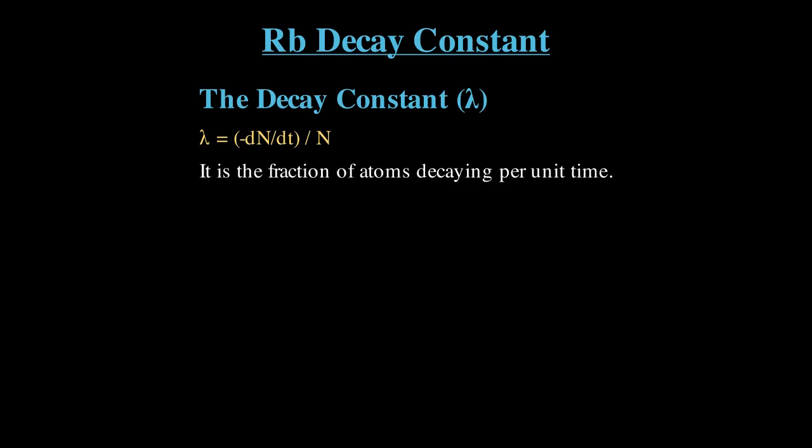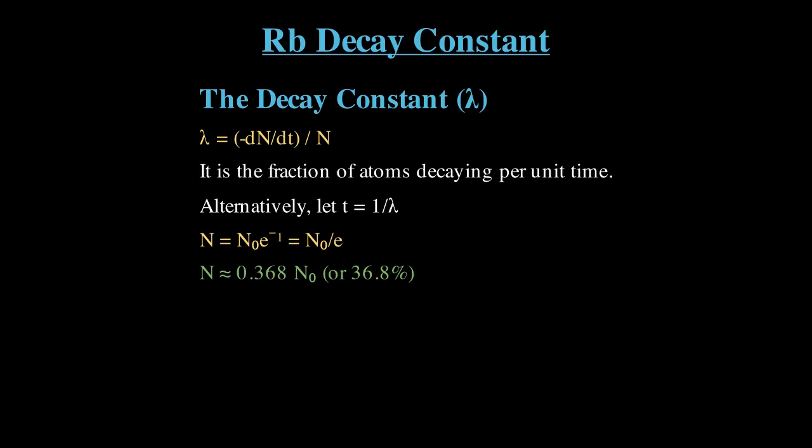The second definition comes from our final decay equation. What happens when time t equals 1 by lambda? If we substitute this in, we find N equals N naught times e to the power of negative 1. This means N equals N naught divided by e, which is about 36.8% of the original number of atoms.